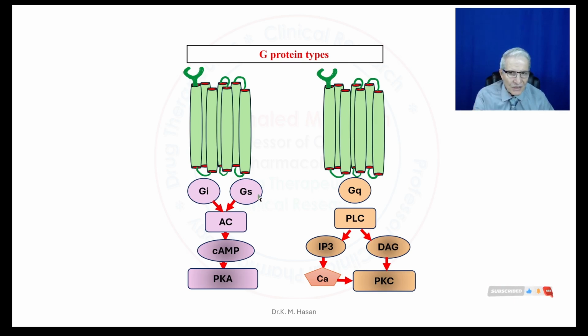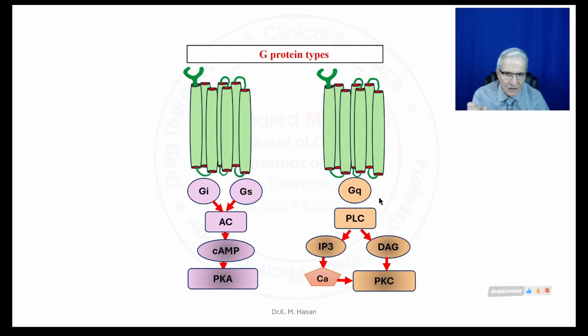When you activate Gs protein, this will lead to activation of adenylyl cyclase, increased cyclic AMP, and activation of protein kinase A. On the other hand, if you activate Gi protein, the result will be inhibition of adenylyl cyclase, inhibition of cyclic AMP, and inhibition of protein kinase A. We have several examples. We are going to discuss later which medication works on Gi protein or which medication works on Gs protein.